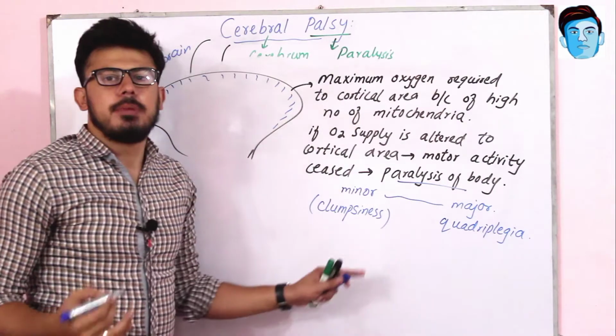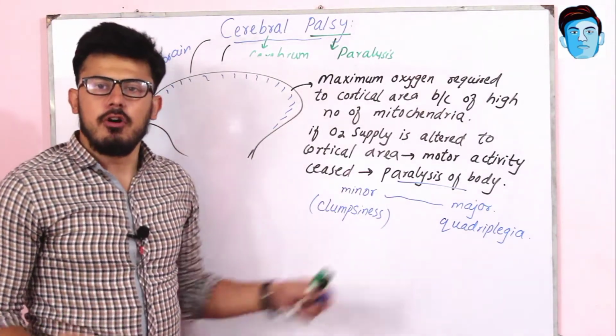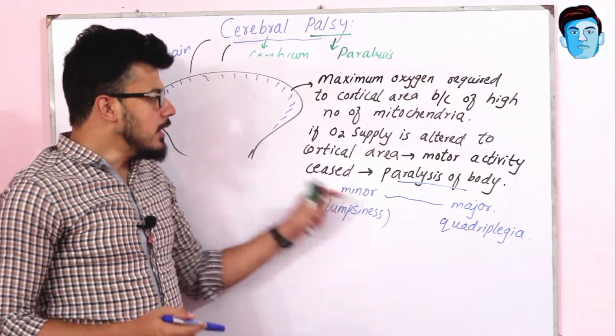And what is quadriplegia? It means paralysis of the four limbs, all four limbs. So this is important.